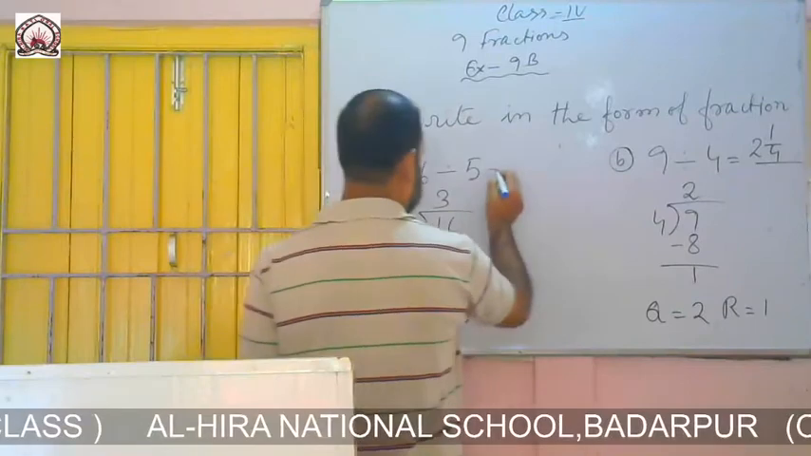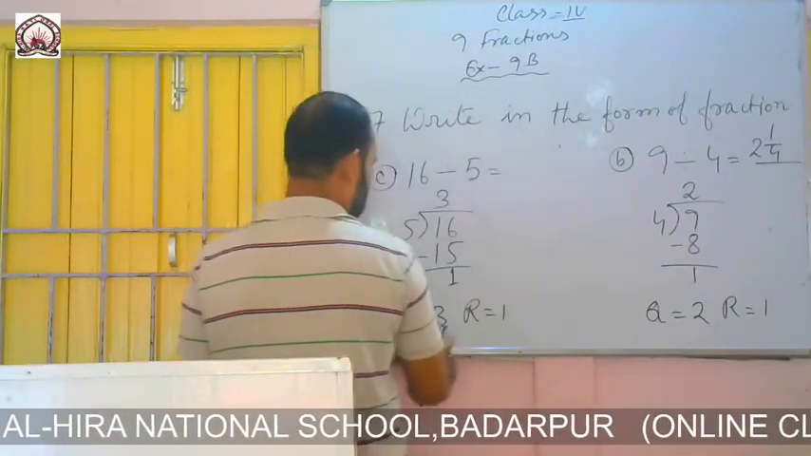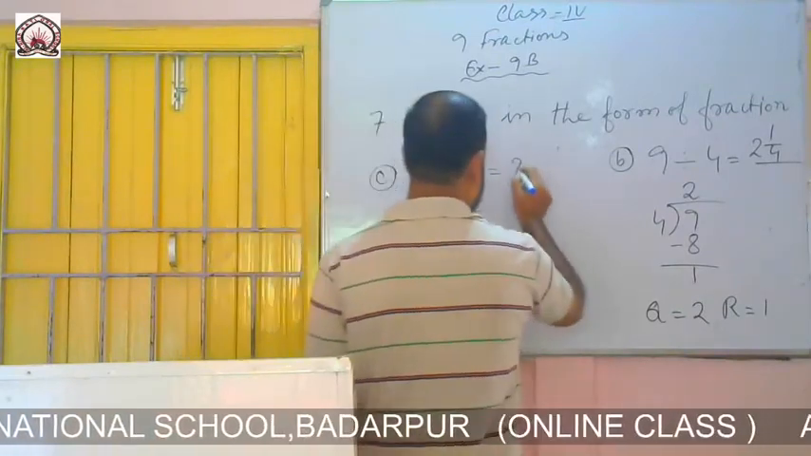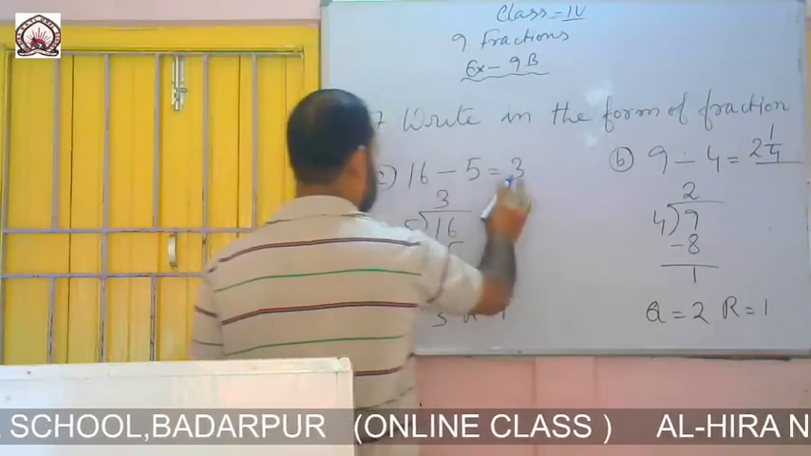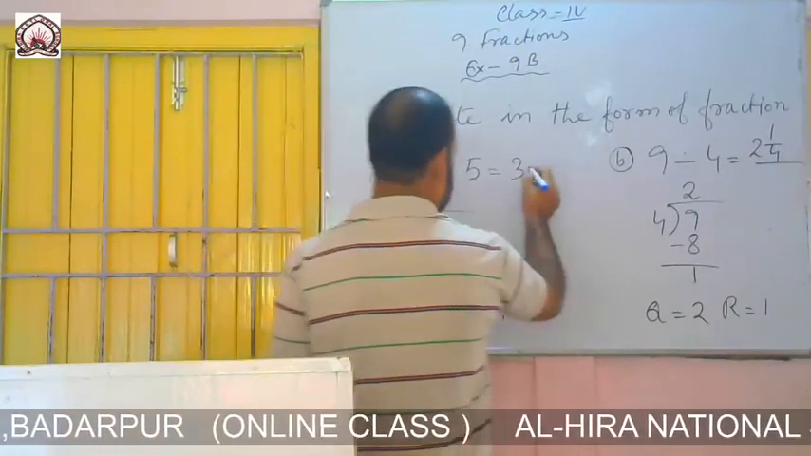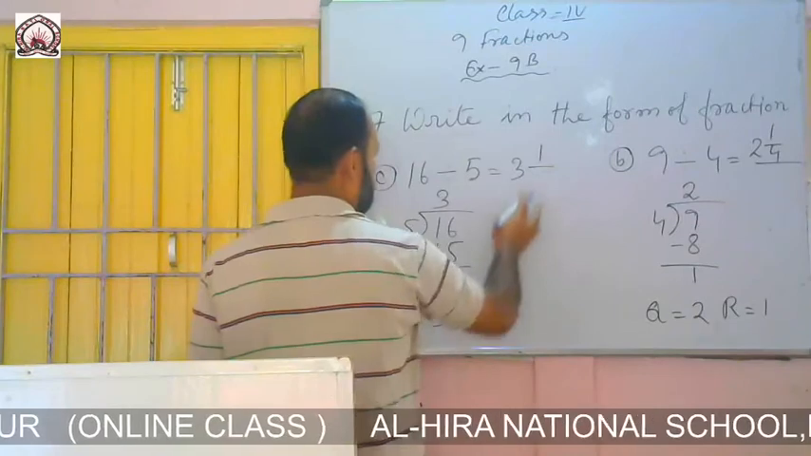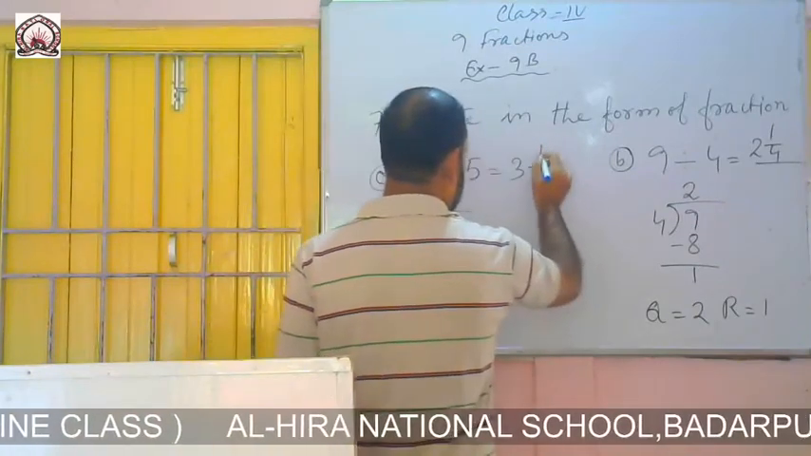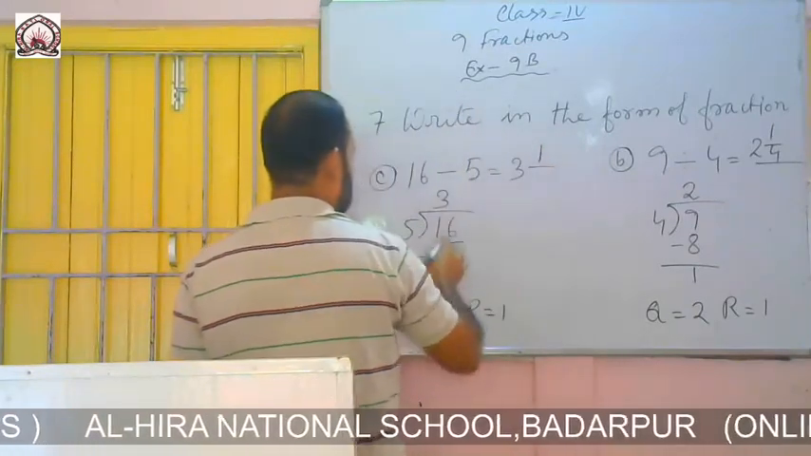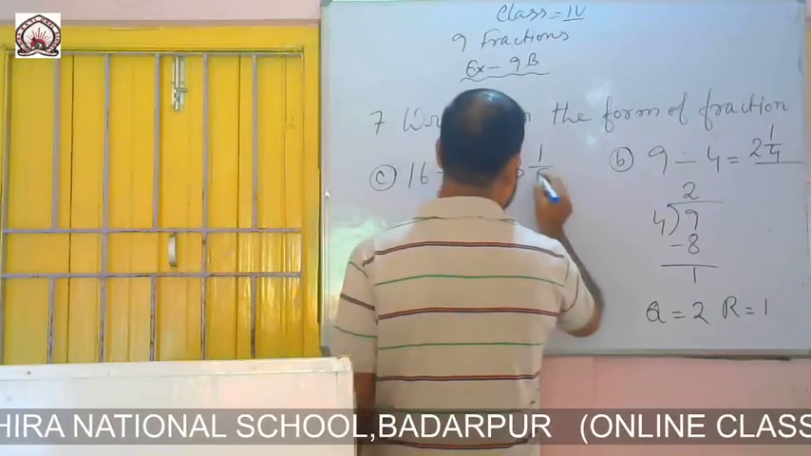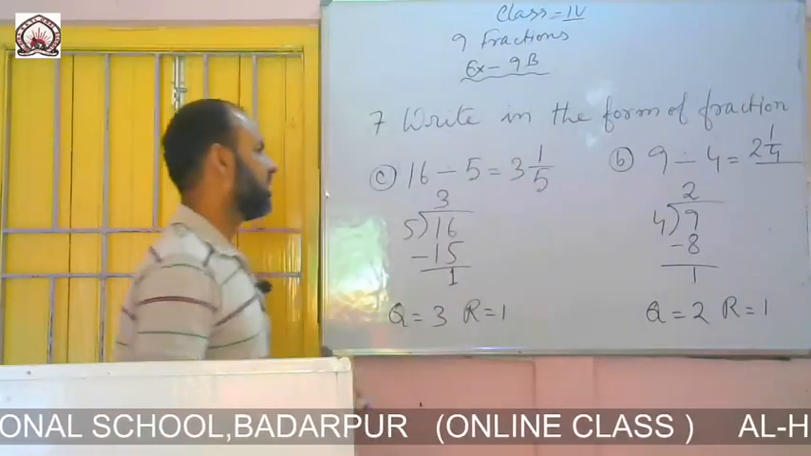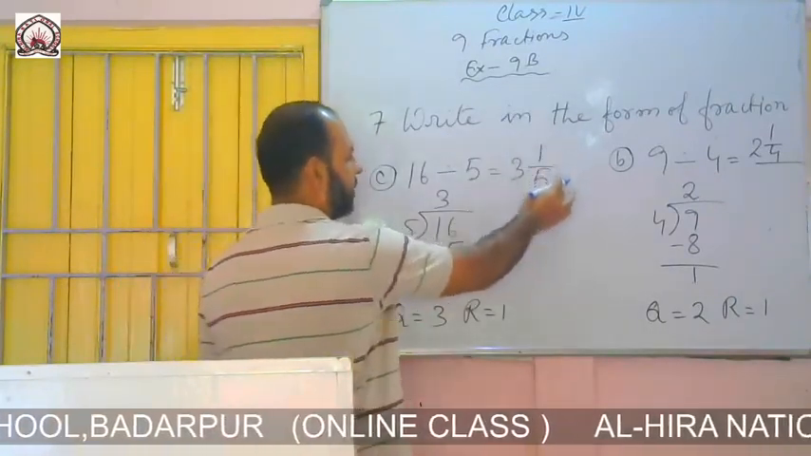So fraction is whole number or integral part is 3 and remainder is 1. So remainder 1 is numerator and denominator is 5. So here fraction is 3 1 by 5.